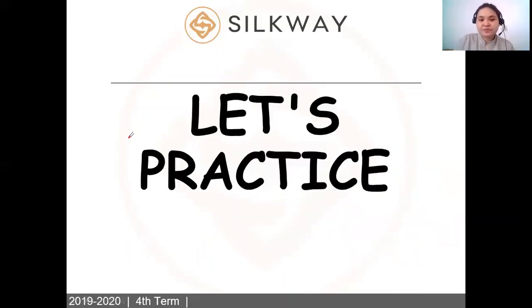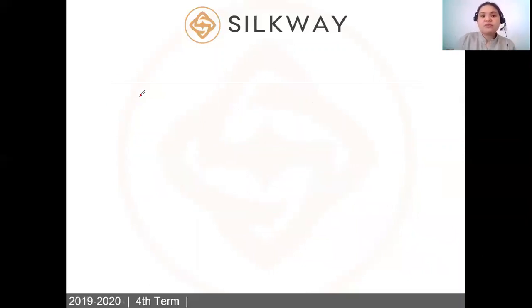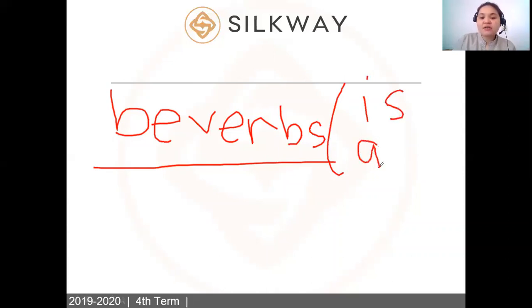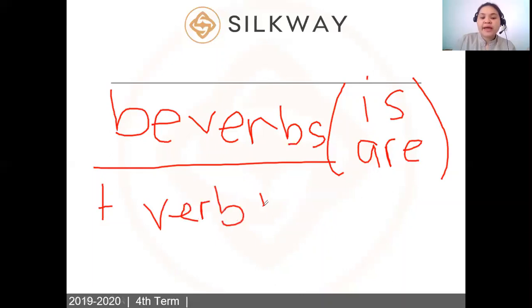So let's move on. Now let's practice the things that we have learned with the present continuous tense. As a recap, we have the be verbs, is and are. Is is for the singular and are is for the plural form, right? Is and are plus verb and ing. So this is actually the present continuous tense. So let's move on.